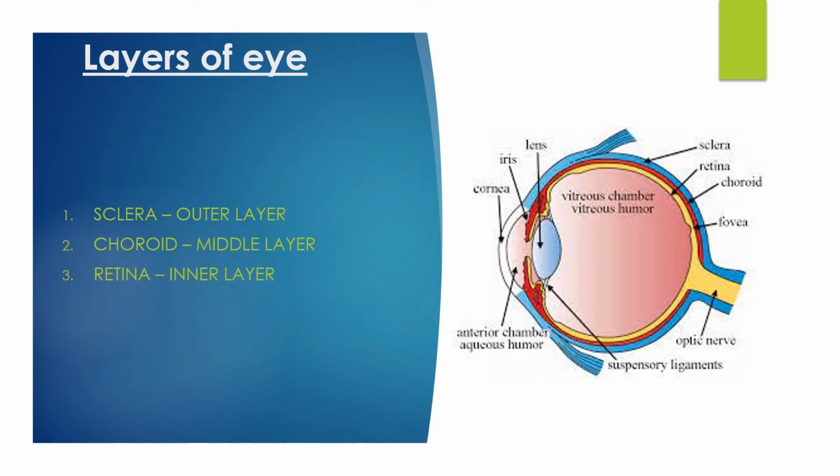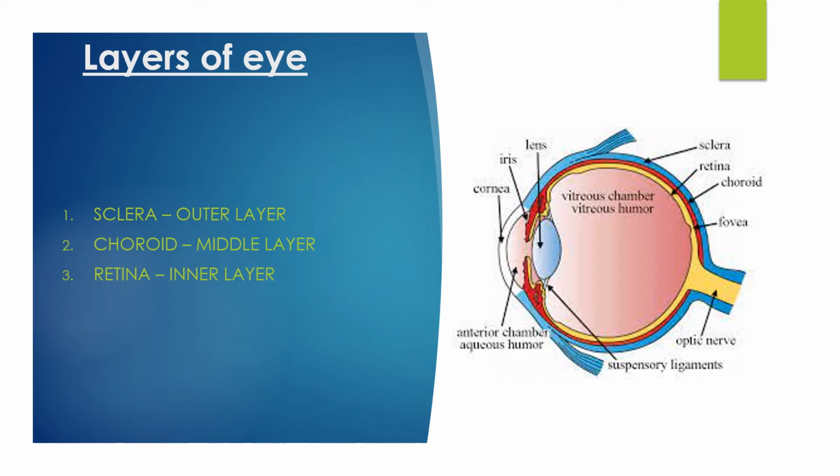In the retinal region we can see numerous photopigments. We already said that the light rays entering the inner eye region, and the photopigments present in the retinal region absorb these light rays and convert them into electrical signals. These electrical signals are passed to the brain, and that is why we can see images. So there are numerous photopigments present in the retinal region.